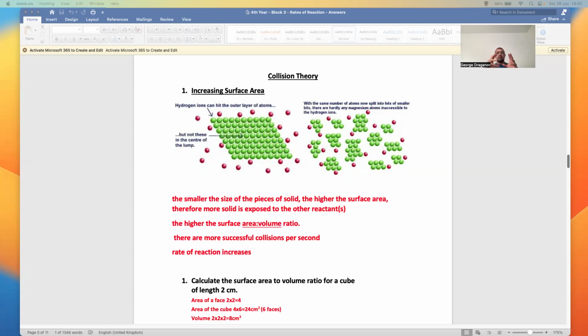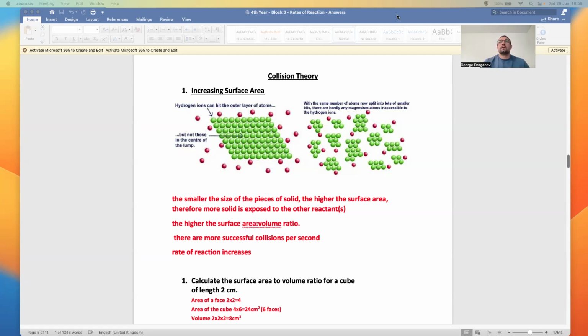If you imagine one big block, which are those green circles, then the hydrogen ions, which are the red ones, can only really hit it on the four sides. Now, if you take the same atom, but you split it into smaller bits, look how many more of the atoms are accessible for the hydrogen atoms to hit. There's many more surfaces for it to hit.